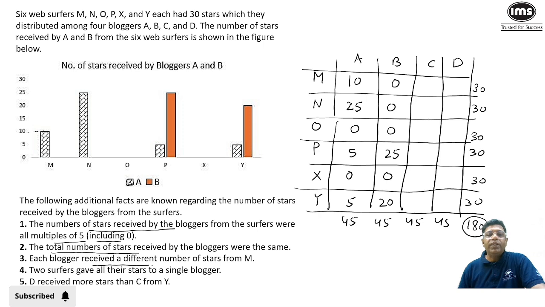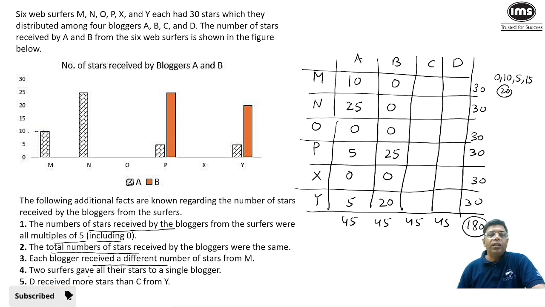Each blogger received a different number of stars from M. Now M has given different stars to everyone. So now 0 and 10 are gone. Maybe he can give 5 as well as 15 because you have to distribute 20. So the two different values have to be 5 and 15. So one of them will get 5 and another will get 15.